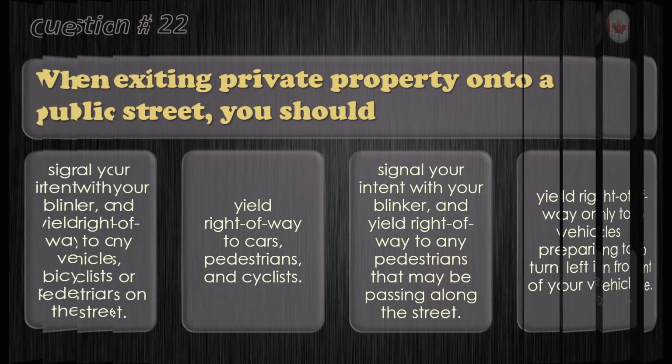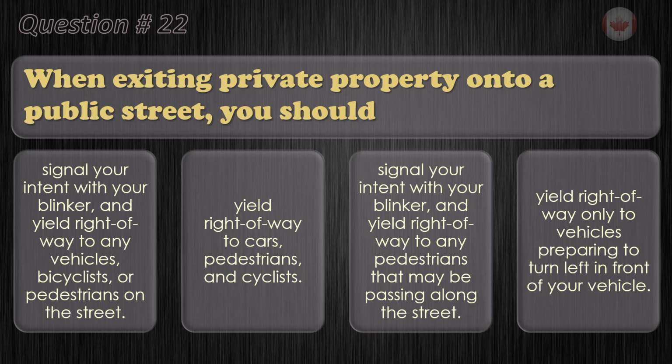Question number 22. When exiting private property onto a public street, you should signal your intent with your blinker, and yield right-of-way to any vehicles, bicyclists, or pedestrians on the street. Yield right-of-way to cars, pedestrians, and cyclists. Signal your intent with your blinker, and yield right-of-way to any pedestrians that may be passing along the street. Yield right-of-way only to vehicles preparing to turn left in front of your vehicle.